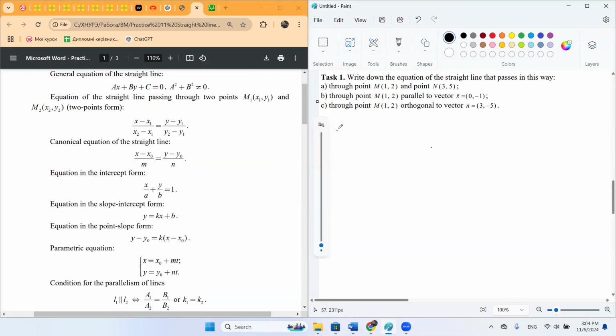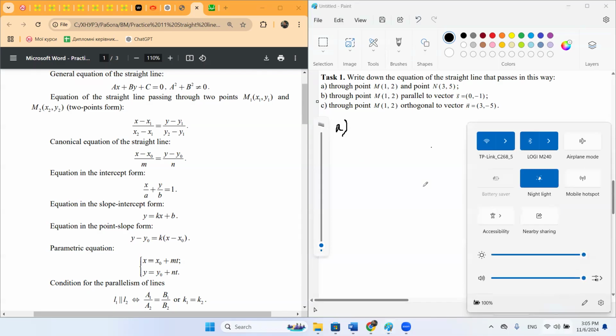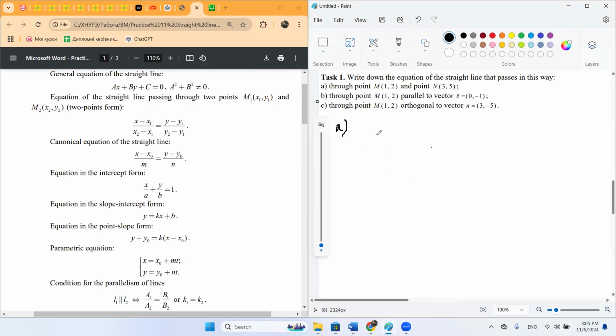So, how to solve part A? Who remembers? Who knows which equation is better to use? I think we can choose the second equation, the equation of a straight line passing through two points. Yeah, correct. We know two points, so we just use this equation. And let's do it.